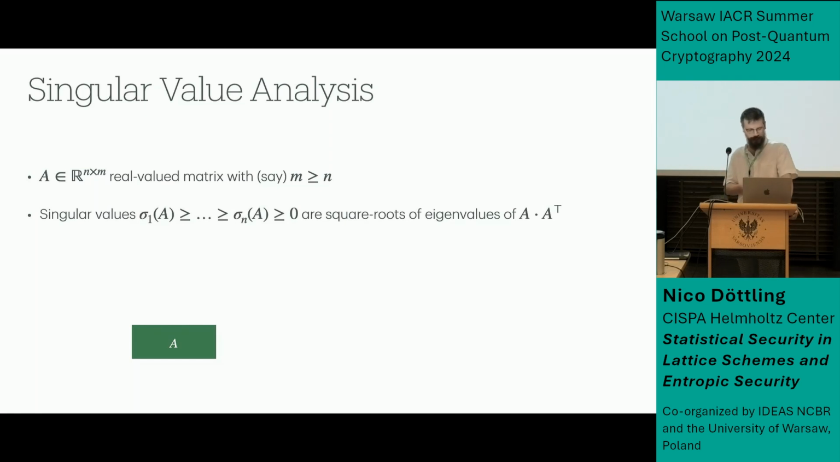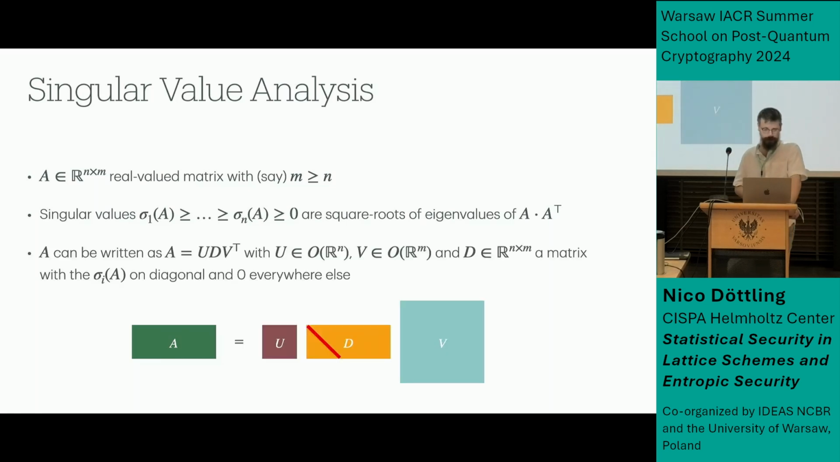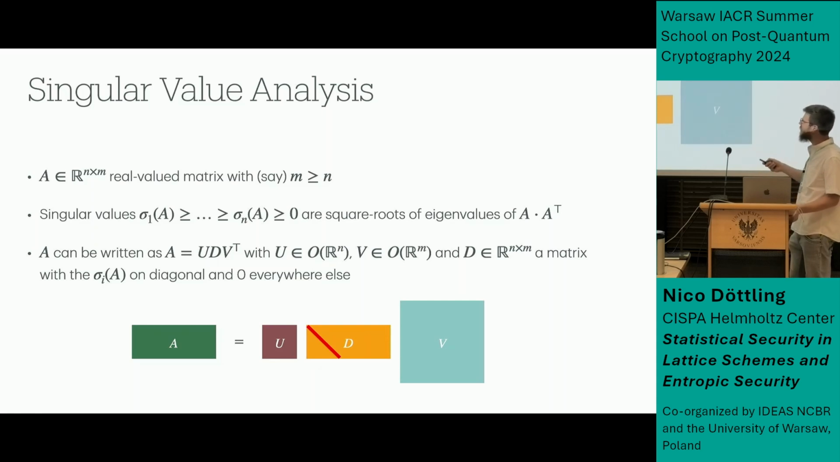Now you might ask, does A times A transpose always have eigenvalues, or is it diagonalizable? The answer is yes. This is a positive definite matrix, and the singular value decomposition theorem says that A can always be written as U times D times V transpose, where U is an orthogonal matrix, just a rotation, V is an orthogonal matrix, just a rotation, and D is a non-square matrix. D has the same shape as A, but it's 0 everywhere, and only on the diagonal do you see the singular values showing up.